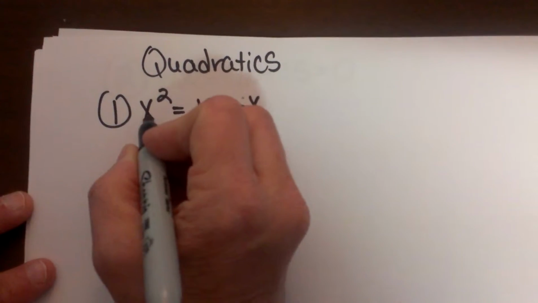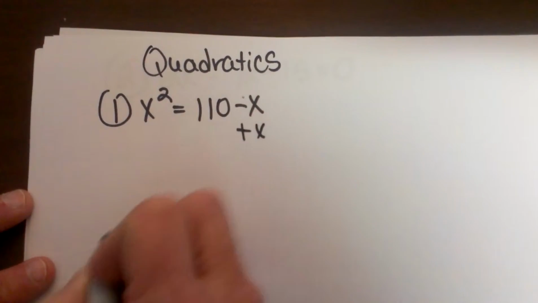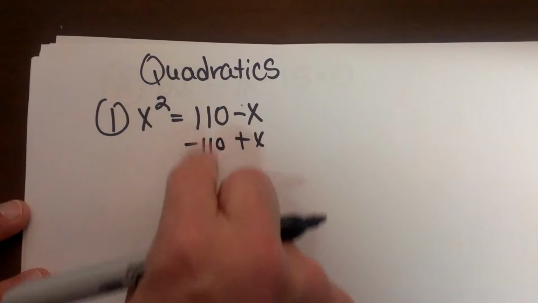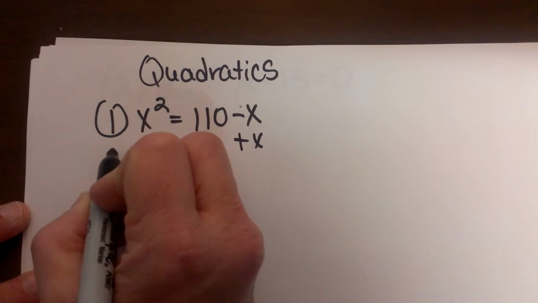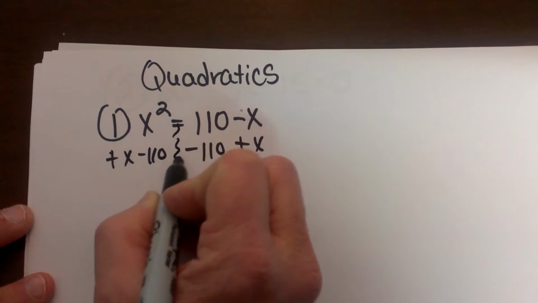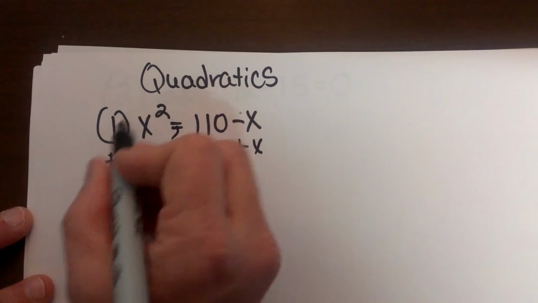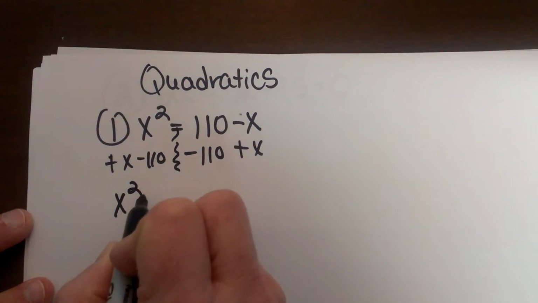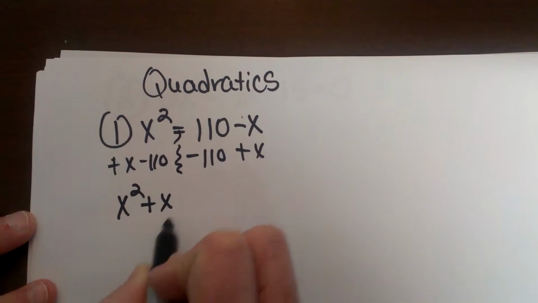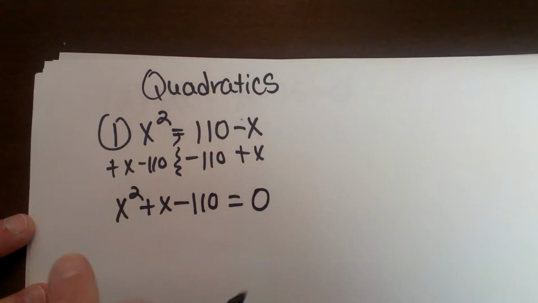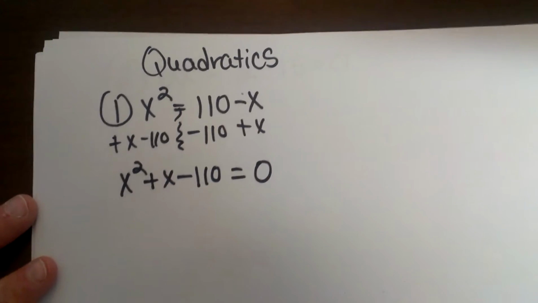So I'm going to start off moving this x over and moving this 110 over by adding x and subtracting 110. So let's add x and subtract 110 from both sides. Okay, so what ends up happening over here on the left is we have an x squared, and then we have a positive x, a negative 110 is equal to 0. So we want to get the quadratic equal to 0.